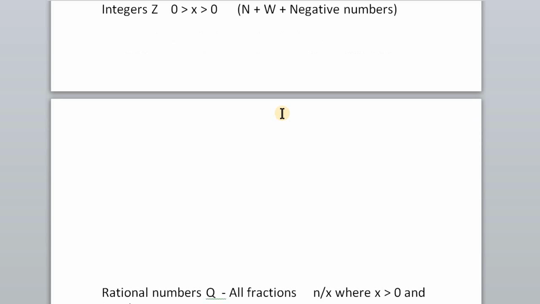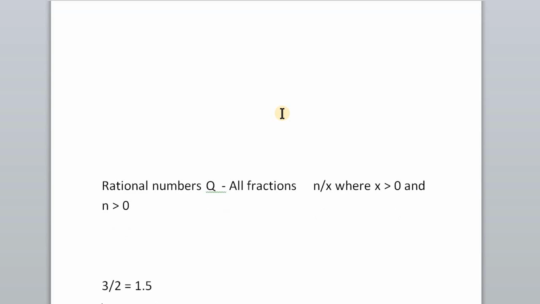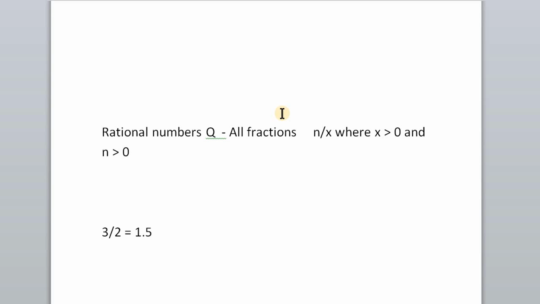So let's move on to the next type of numbers. Rational numbers. Rational numbers, denoted by Q, involve all fractions that are not irrational fractions. We'll get to that when we are talking about irrational numbers. Now, the fractions we are talking about are those of the form n over x, where x is greater than 0 and n is greater than 0.